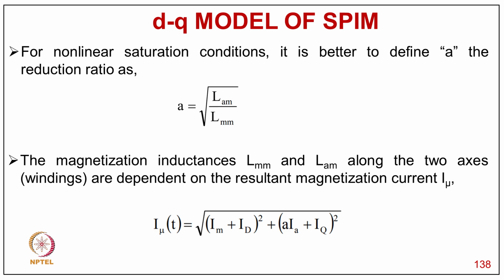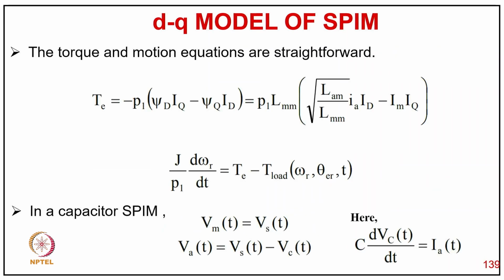So Imu can be explained as the square root of Im plus Id squared, that is the current on the main winding axis, plus Ia plus Iq squared under the square root of the total line. Now the developed torque will be T equal to minus P1 (Id Iq minus phi Q Id), equal to P1 Lm minus Lmm under root, Ia Id minus Im Iq, and this is the torque.